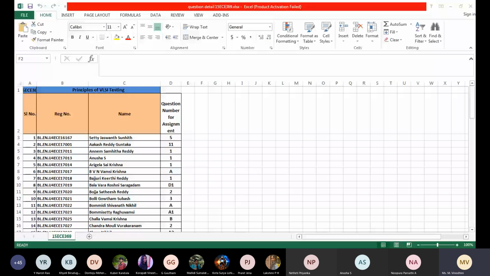4 days time is there. Neatly solve it. Copy down the question properly from the question paper. Your question, not your friend's question. Your question alone, that you need to copy down, and you have to solve it and upload it. Any doubts, students?